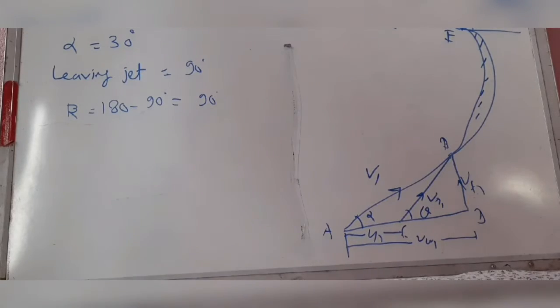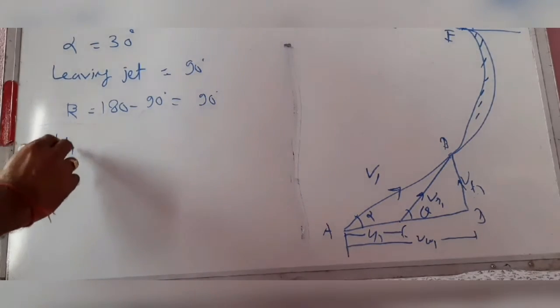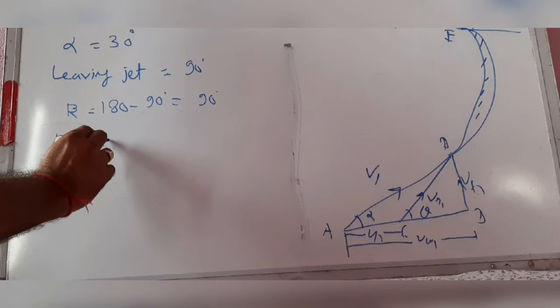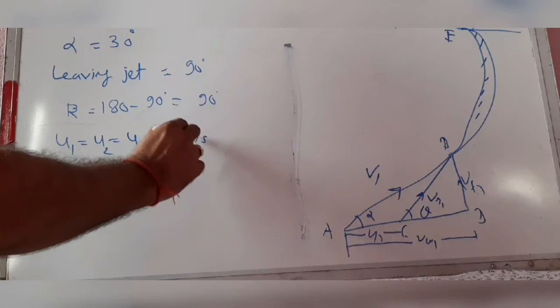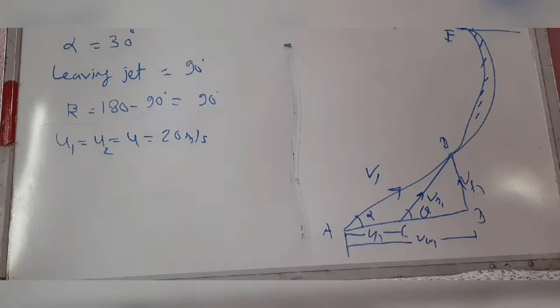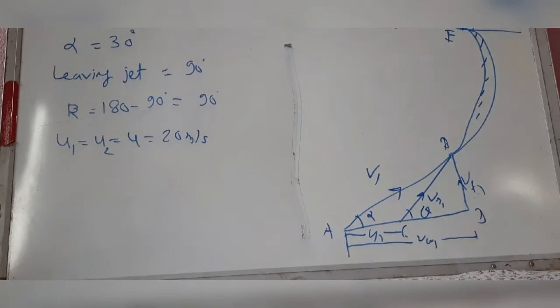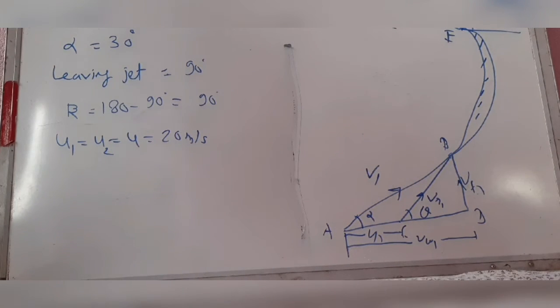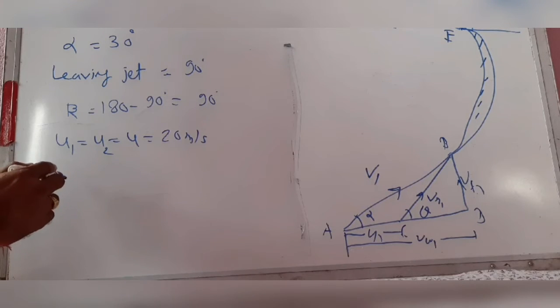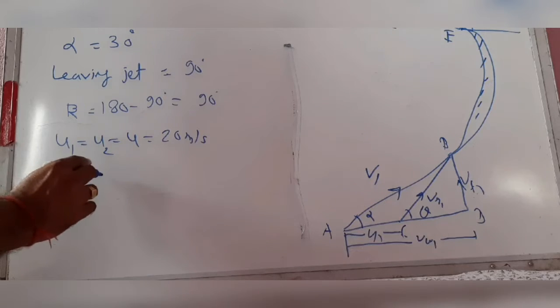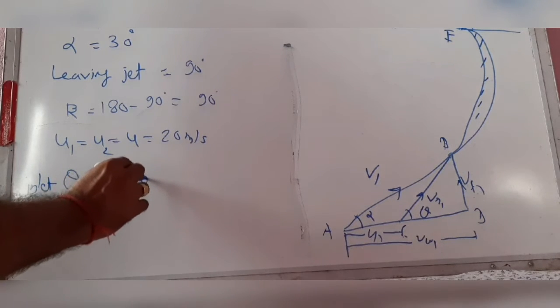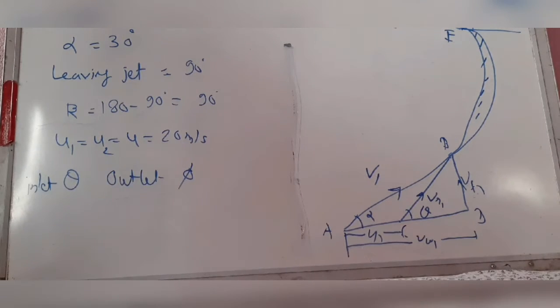Now next, for this problem it has been given that U1 equal to U2 equal to U equal to 20 meter per second. Now, the angle at inlet is theta and the angle at outlet is phi.